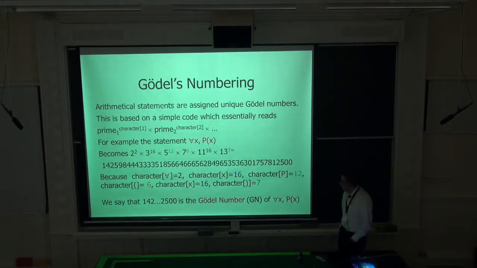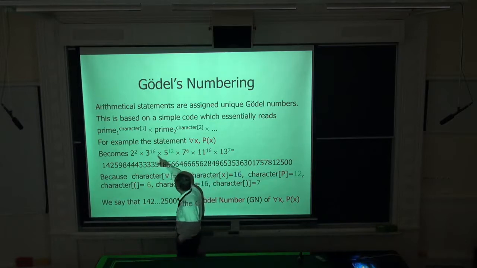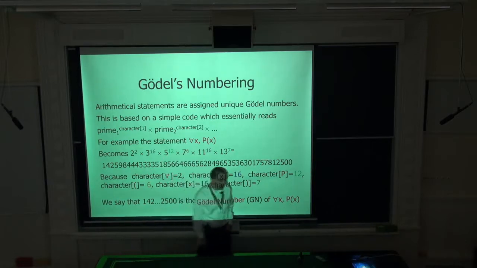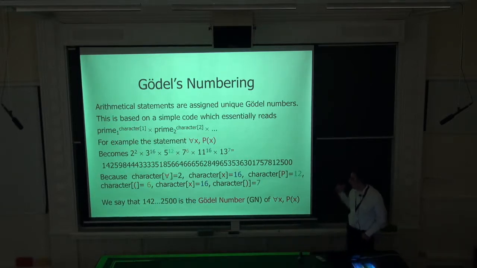Well, that's easy. And it connects exactly to the theme of this talk. You take the first primes, so you have 2, 3, and so on, and you raise each of those primes to the power of the integer associated to the symbol.